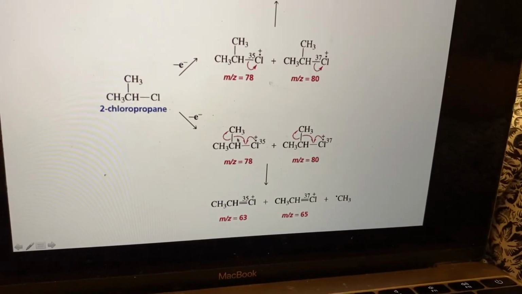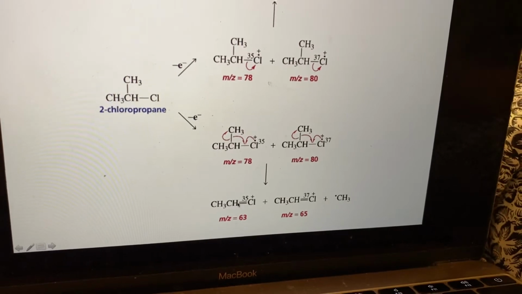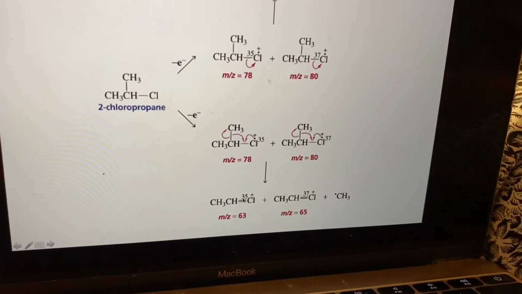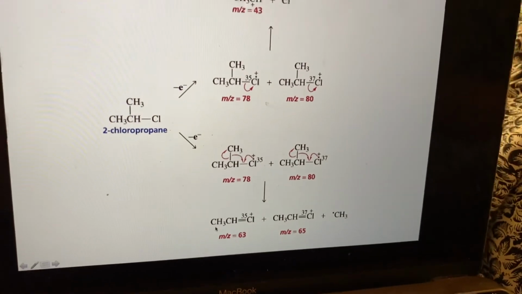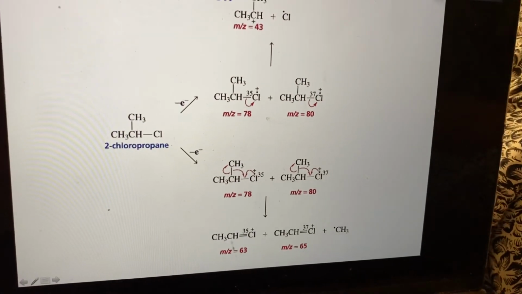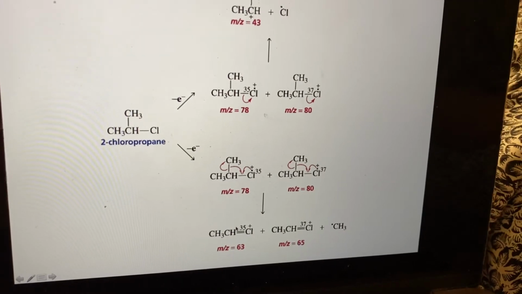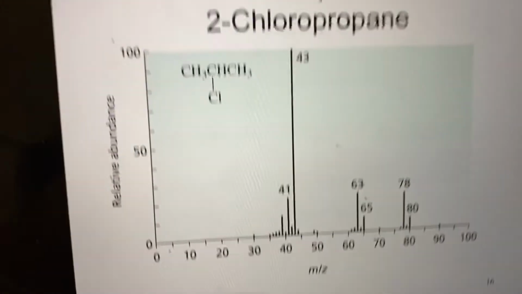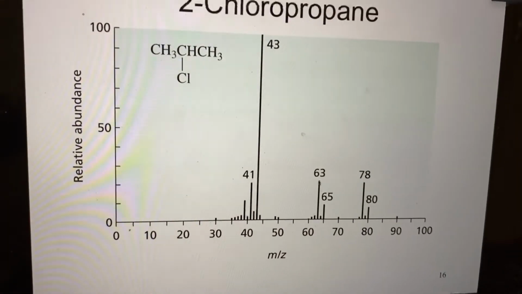So recognize I could break this bond homolytically, and the result of that is a peak at 63 and 65. The reason I see the two isotopes here is that I still have the chlorine attached. So that permits me to determine why I see this 3-to-1 ratio.